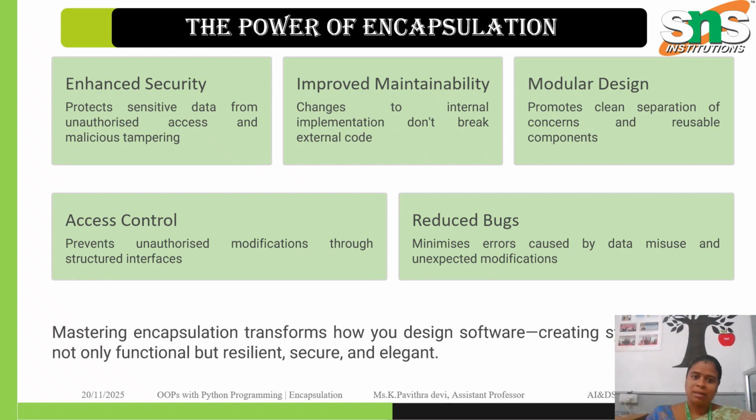Next one, controlled access. Data is modified only through valid methods, preventing invalid or accidental changes. For example, def set_age(self, age): if age > 0: self.age = age. Next, easy to maintain: internal implementation can change while external code remains unaffected. Code reusability: encapsulated classes can be reused and work well with inheritance and polymorphism. And then improved maintainability, reduced bugs, and access control are also powers of encapsulation.